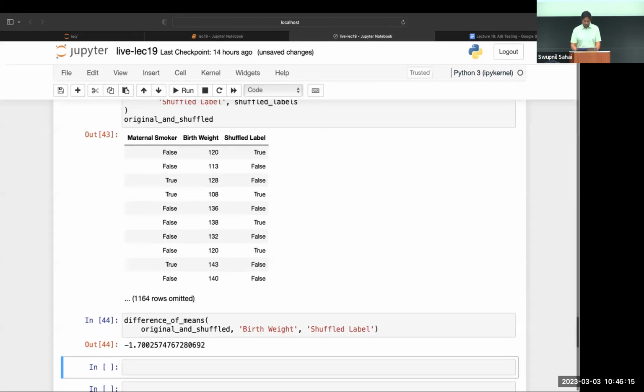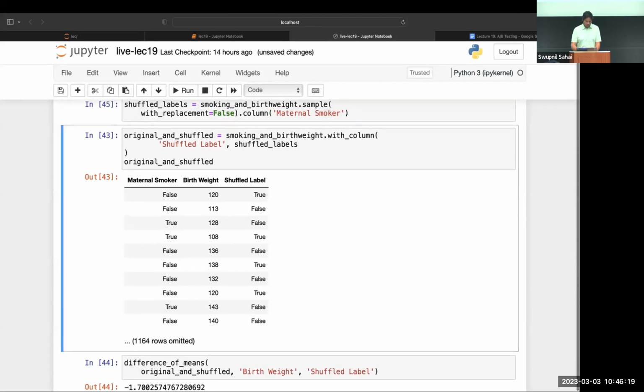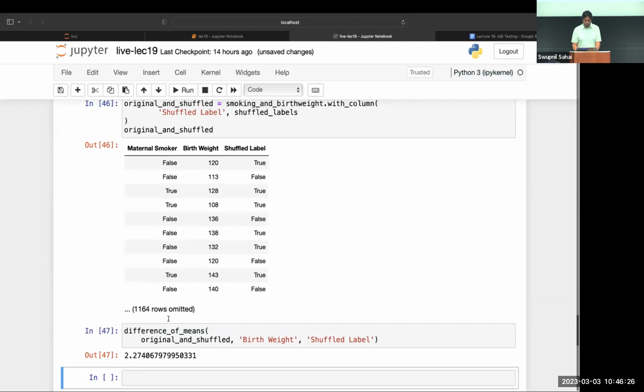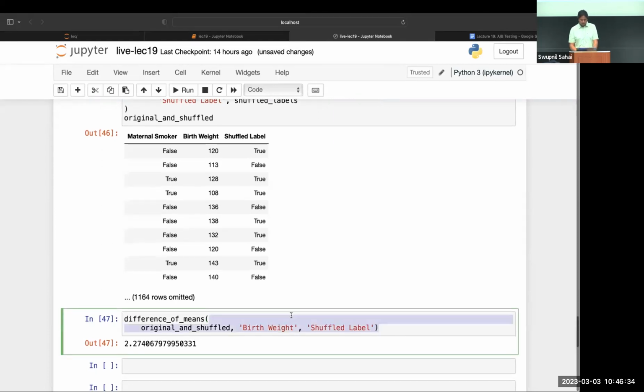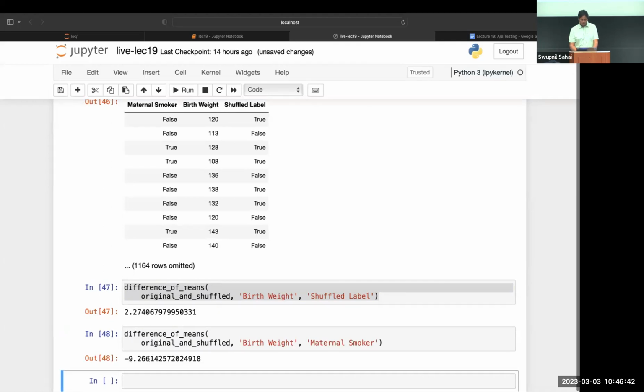What's cool is now I can just do this again and again. I'll run the 3 lines again: shuffle your data, add it to the original data, find the difference of means. Now we got positive 2.27. So now we can do this all day and simulate a bunch of test statistics under the null hypothesis. And remember, the actual observed one, we can calculate by just passing in maternal smoker instead. This is going to be the same every time, and it is negative 9.3. So that's really what we're trying to compare now.